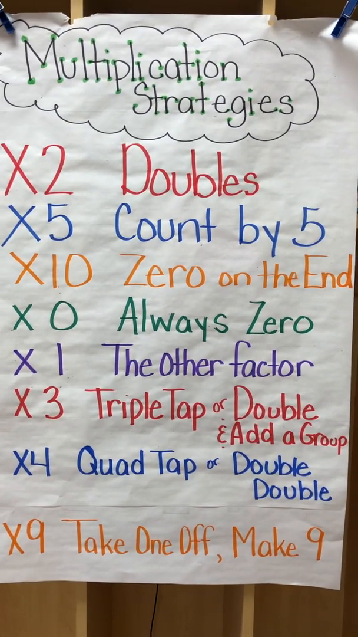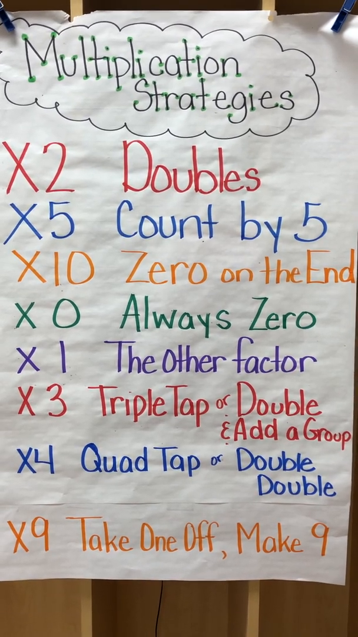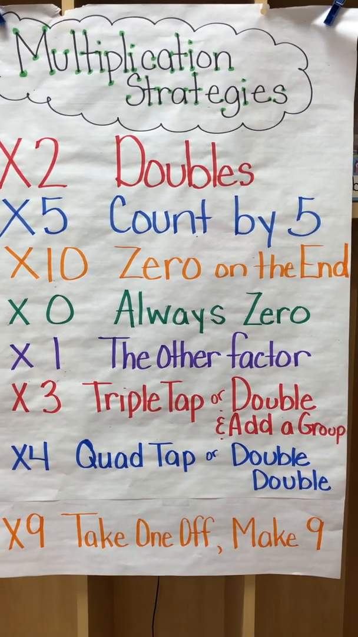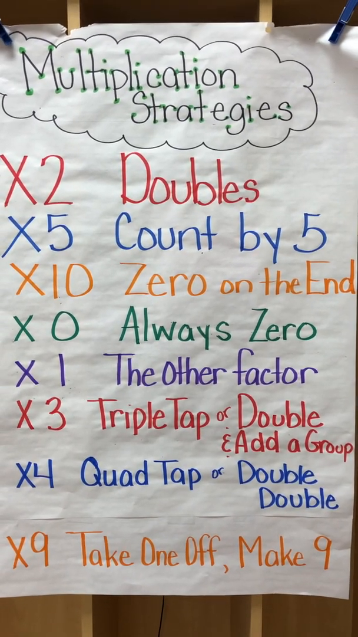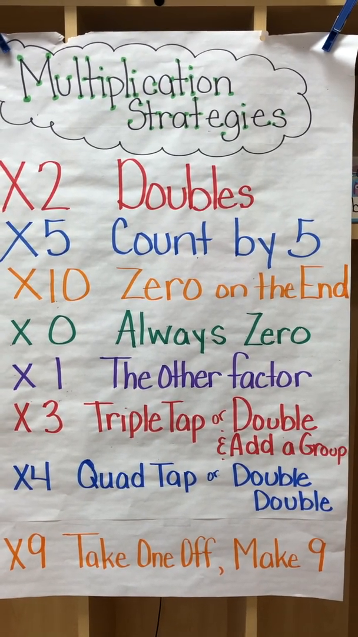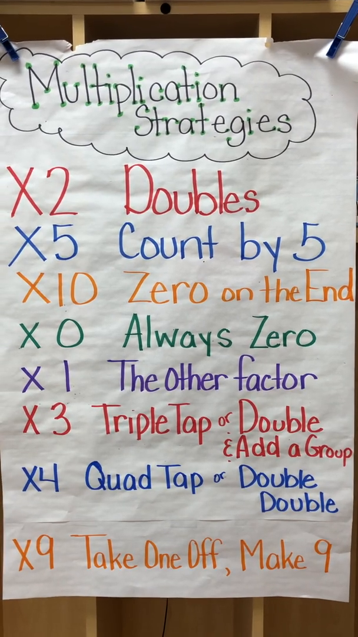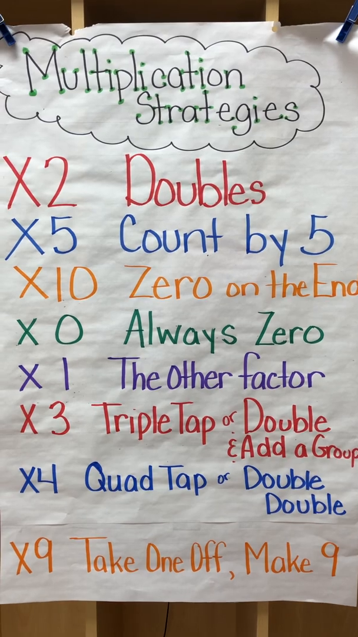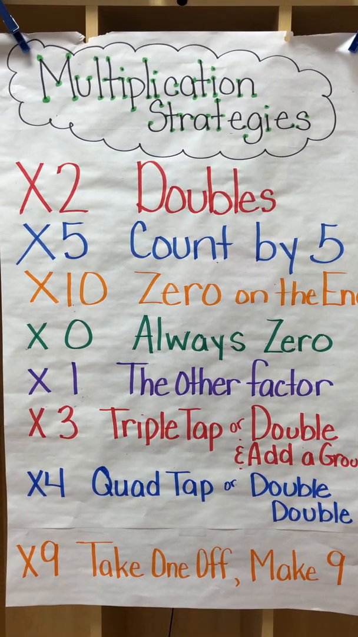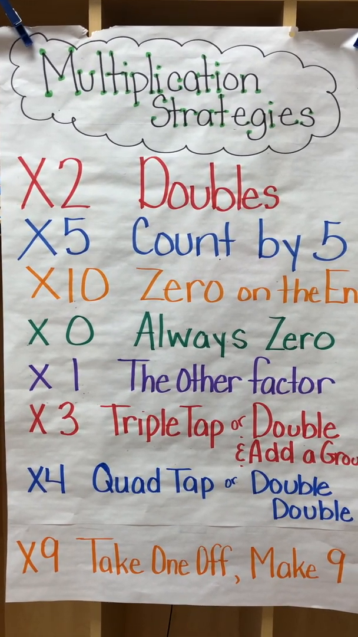And then finally, the last strategy that we learned just in recent days is the 9s trick, which has been my favorite trick, and we call that the take one off, make 9. And I'm going to do a whole separate video for this one, especially because we had a lot of boys and girls absent the day that we really looked at times 9, and I want you to understand what take one off, make 9 really means.